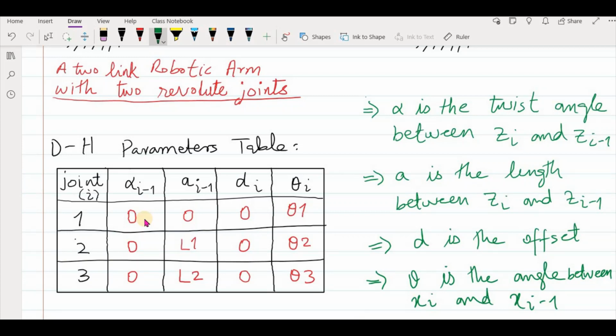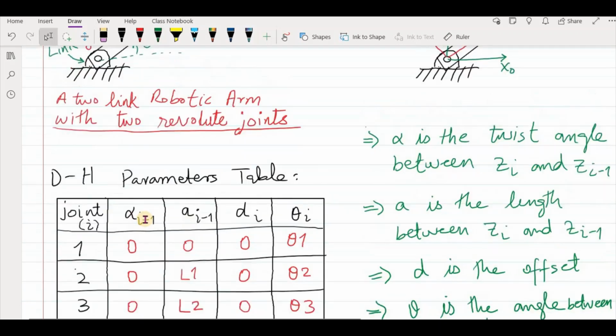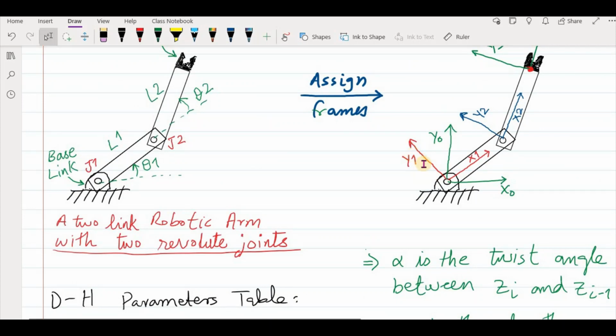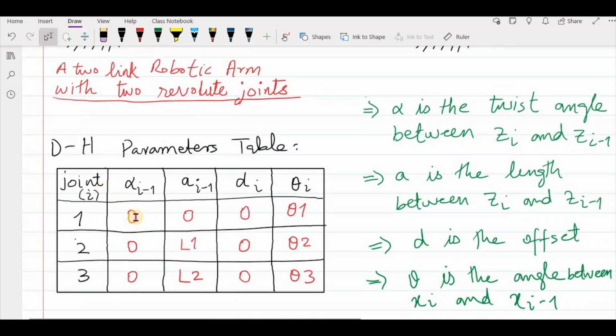We put alpha 0 here. One more way to make sure that alpha is 0: alpha is the twist angle between zi and zi minus 1. So now you are at frame 1, which is the zi frame, z1, and the previous frame is the reference frame, z0. Both of these z-axes don't have any angle. Both are parallel to each other. They are coming towards you, out of this screen, out of this page, and when there is no angle between them, it means the angle is 0. That's why the twist angle alpha is 0 here.